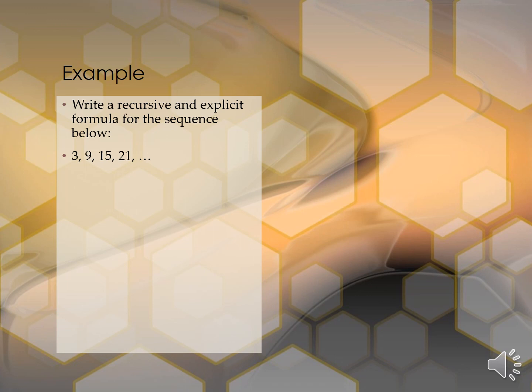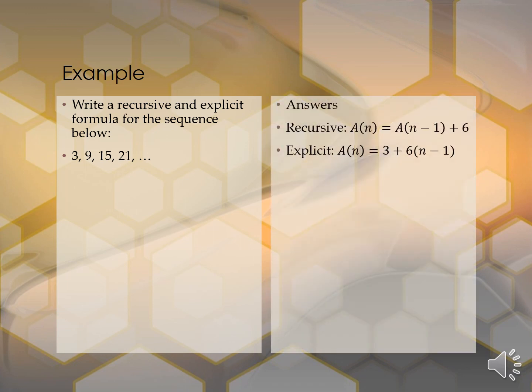Here's your answer. The recursive formula, a of n, is equal to a of n minus 1 plus the common difference, which is 6. For the explicit, a of n is equal to the value of the first term, which is 3, plus the common difference, 6, times the quantity, n minus 1.